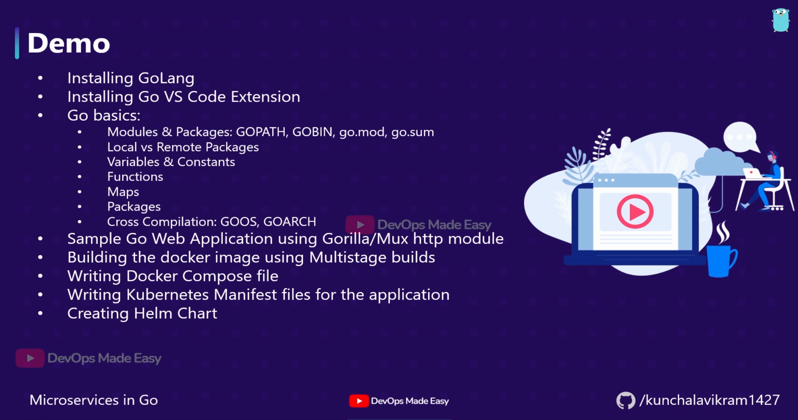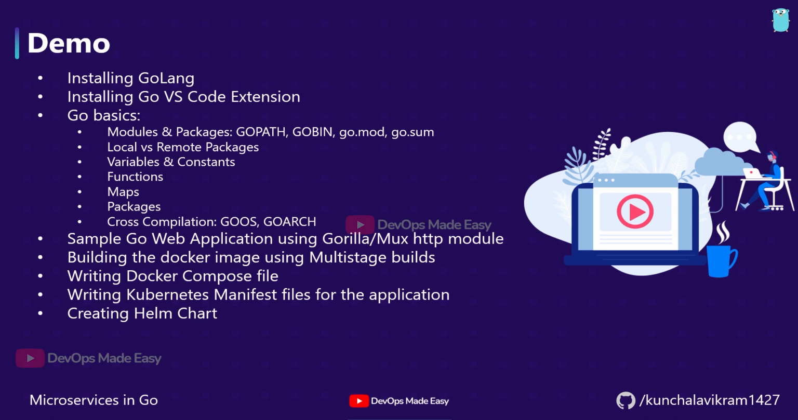So we are going to start with installing Go language in our Windows-based system, and then we'll also see how to install Go-based VS Code extensions, and then we'll move on to learning some of the important basic concepts which are usually very difficult to understand for the beginners. So the important concepts are Go modules and packages. We'll see what are modules and how to pull the modules from the repositories, how to create our own module and then write packages into it.